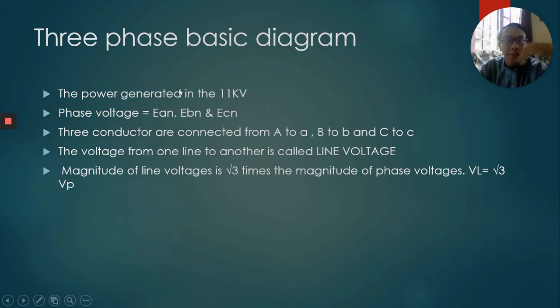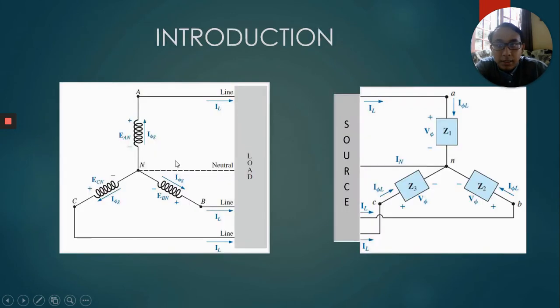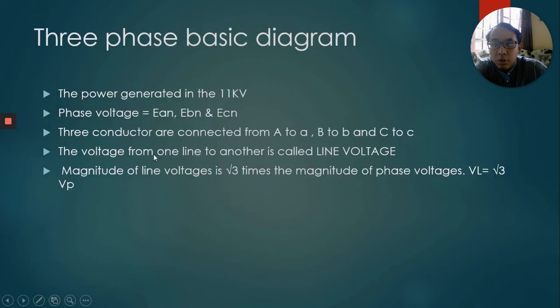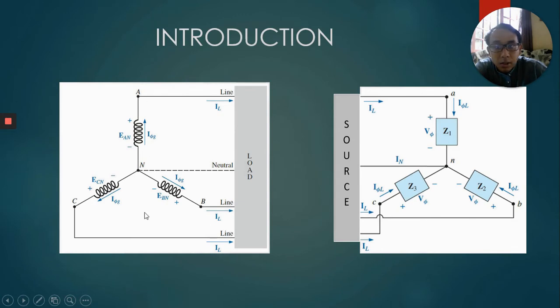So for my project, the data given to me is that the power generated is 11 kV. You can see the phase voltages are EAN, EBN, and ECN like this. The three conductors are connected from AA, BB, and CC.